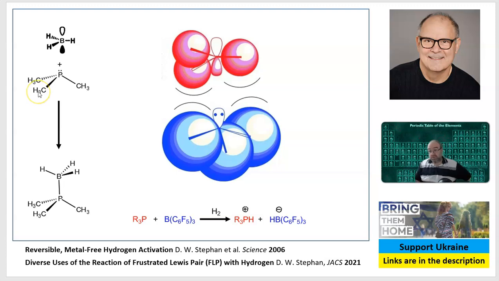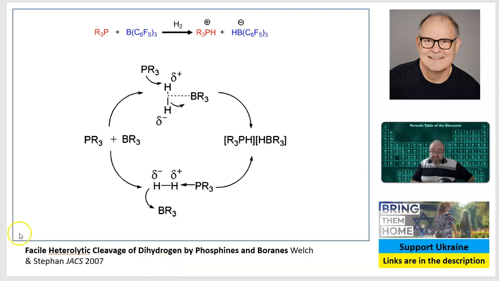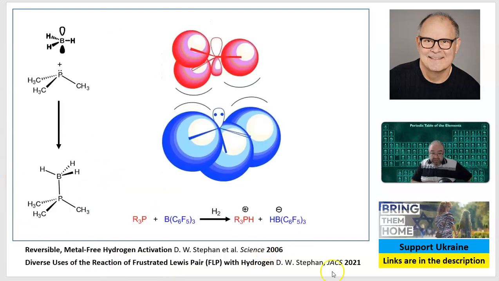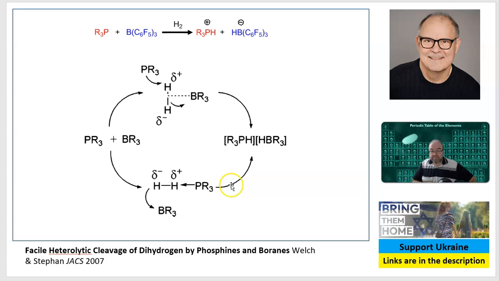So the first idea of the mechanism was proposed by the scientist who discovered this beautiful reaction, Douglas Stephan. He published this idea in a paper in JACS. The first paper was published in Science. And by the way, in this publication in JACS in 21, you can read a review about the reactivity of the frustrated Lewis pairs with hydrogen and the use of this reaction. The mechanism that Doug and his team proposed was a stepwise reaction. So first there's an interaction of the hydrogen with the acid, and such weak interactions were known. And then the base attacks the polarized hydrogen atom and then it splits. That was the first idea.